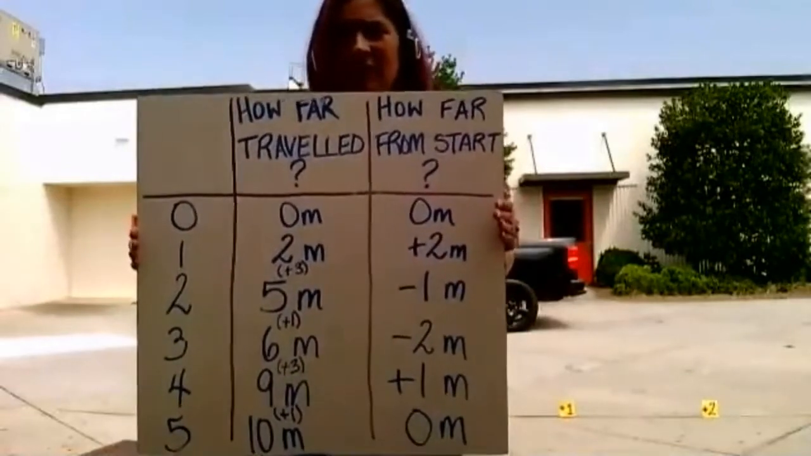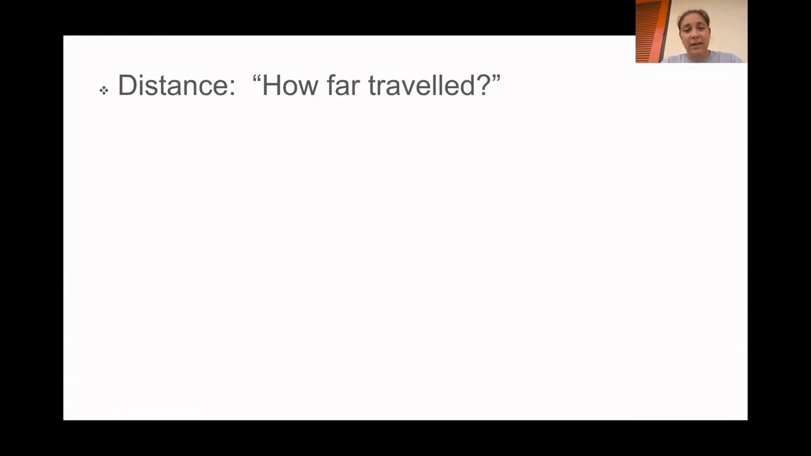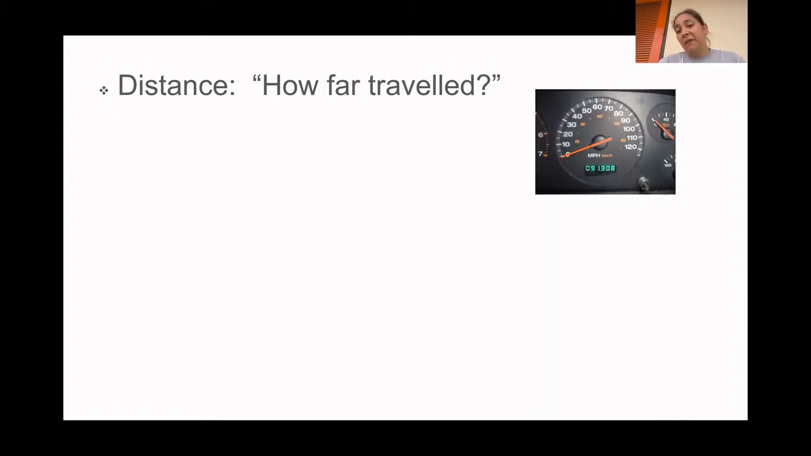So how does this relate to distance and displacement? Well, what it means is that distance is the how far traveled column that we did. Examples of things that measure distance would be an odometer. Every car has an odometer where all it does is tell you how many miles that particular vehicle has gone. It doesn't have anything to do with directions. It's just a sheer number, that many kilometers, that many miles, depending on where you are.